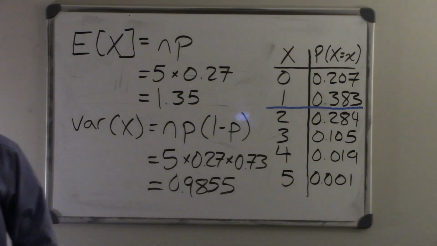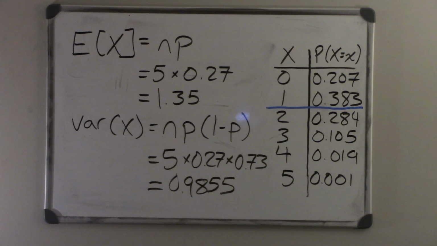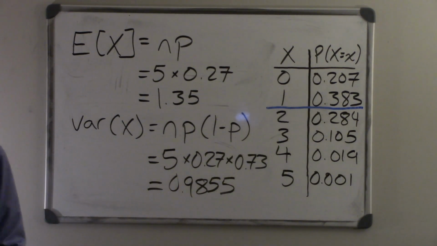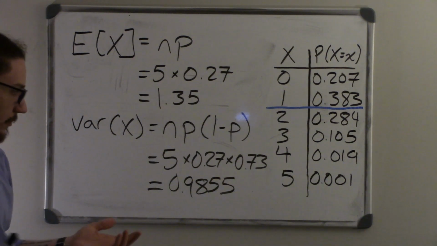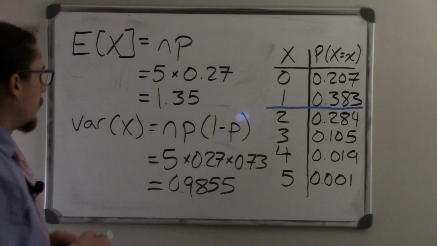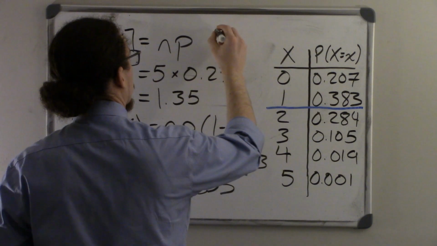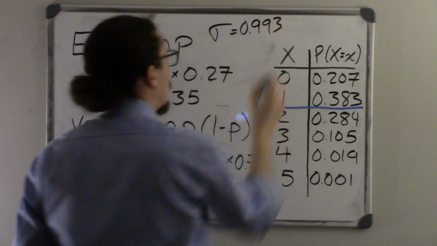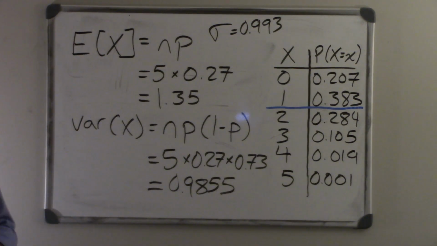All right, so that is our variance. And if we took the square root of this to get our standard deviation, since it's pretty close to 1, it's essentially just going to be 1. But we're going to get a slightly higher number, 0.993, we'll say. I'll write that up over here just in case.